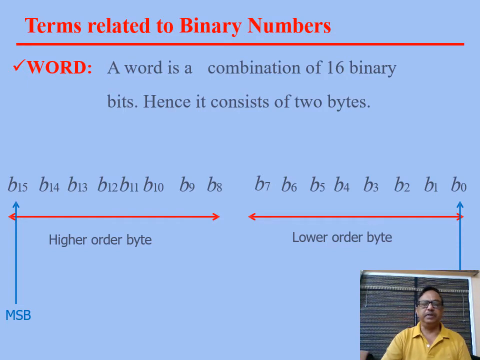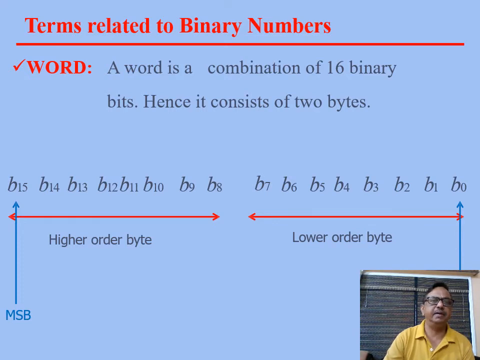Next, after the byte, there is a word. A word is a combination of 16 binary bits and it consists of 2 bytes. So here we have the lower byte and here we have the higher order byte, or we can say that there are 4 nibbles which frame the word. Here B15 is the most significant bit and B0 is known as the least significant bit. So I hope you can understand what is bit, what is byte, what is nibble and what is word.